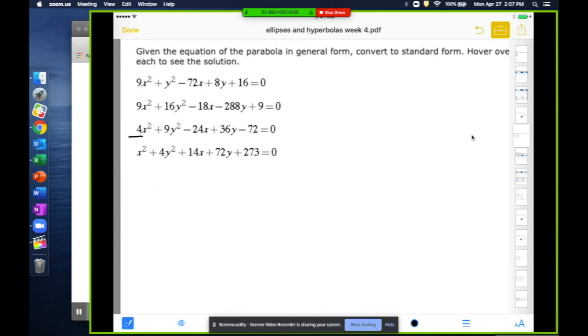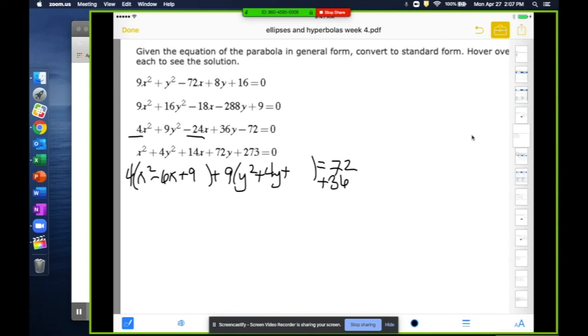Alright, example number 3. So I'm going to speed through this one a little bit more. I'm going to group my x's together, but I'm going to factor out that 4 coefficient at the same time. So I get 4 times x squared minus 6x, because negative 24x divided by 4 is negative 6x, plus blank, plus 9 times, if I divide out 9, it's going to be y squared plus 4y plus blank equals adding 72 to the right hand side because it was originally minus.